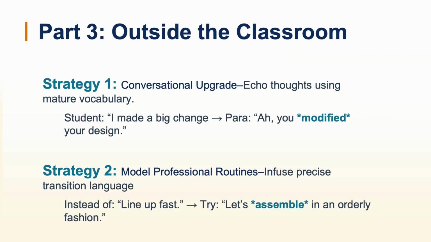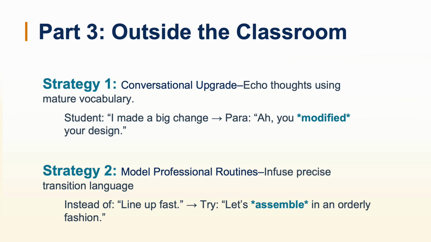When a student shares a casual Tier 1 statement, simply echo their thoughts back to them using a more mature Tier 2 academic equivalent. If a student says, "I made a big change to my drawing," upgrade it by saying, "Ah, you modified your drawing." Or even try strategy 2, model professional routines. During transitions, replace casual commands with precise operational language. Instead of saying, "Hurry up and line up fast," try, "Let's assemble in an orderly fashion so we can stay on schedule."